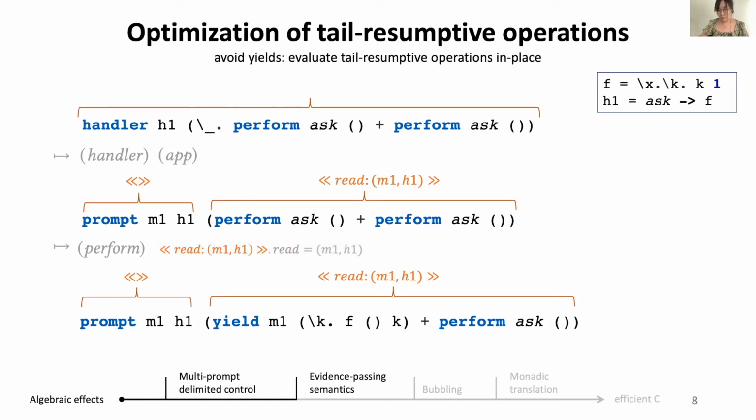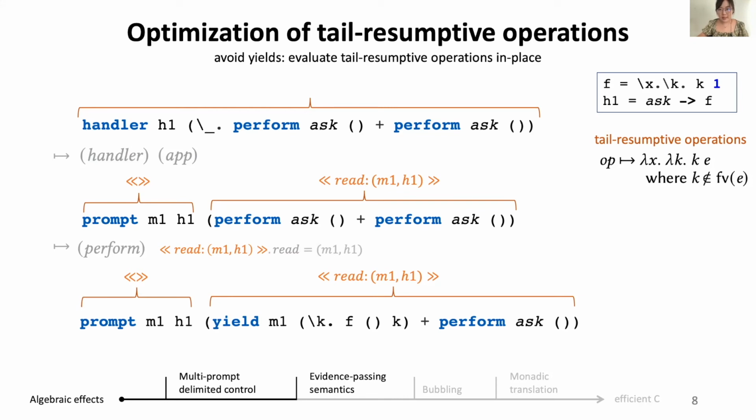We can even do more. It turns out with evidence passing, we can often avoid yields by evaluating tail resumptive operations in place. Tail resumptive operations are of this form, where the resumption is directly resumed with an expression E. For example, f in H1 is of this form. Well, this is not accidental. Almost all common operations used in practice are tail resumptive. For those operations, once we yield up, we will immediately resume with the result of evaluating E. But that's not necessary. We can directly evaluate E in place.